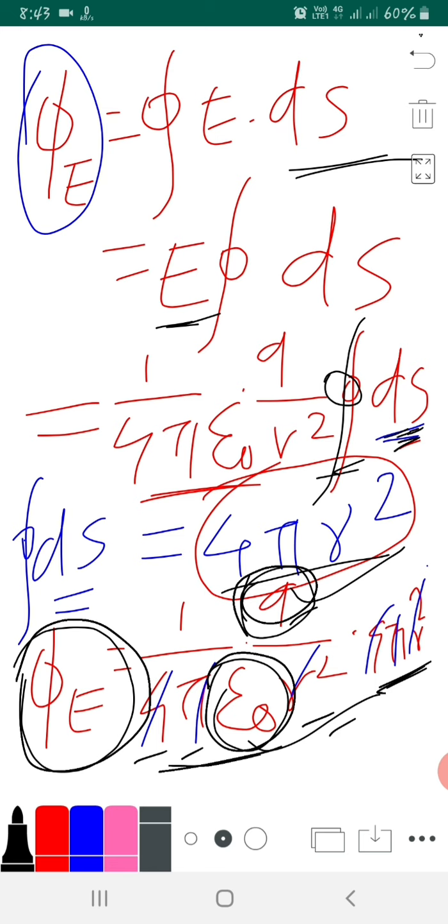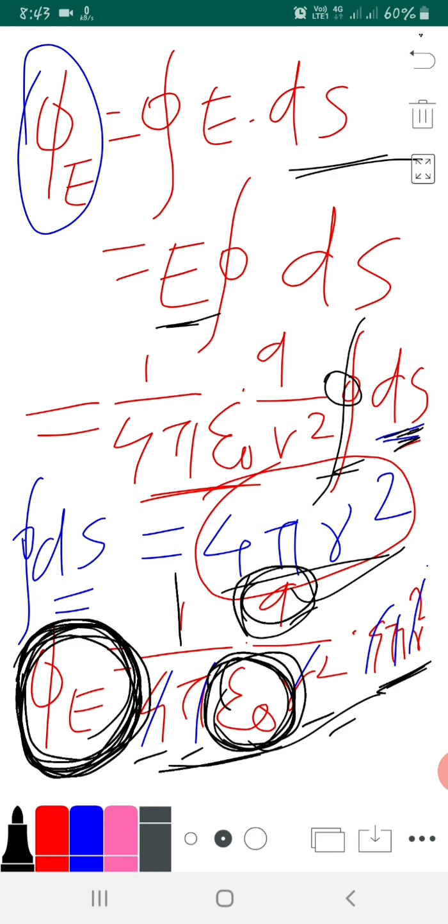So in this case we can say the total electric flux passing through the closed surface is always 1 upon epsilon naught times the total charge enclosed in the surface. So this is all about the Gauss theorem and its proof. Hope you understood. Thank you.